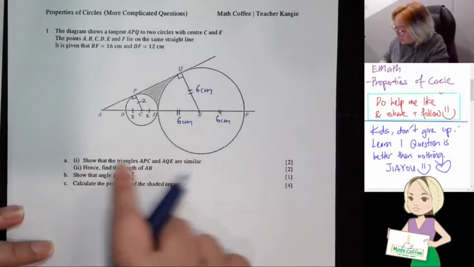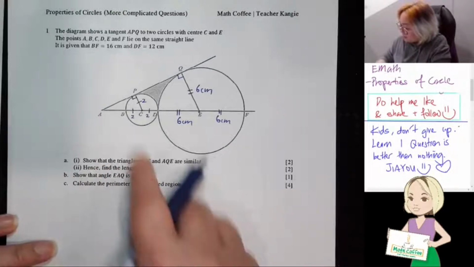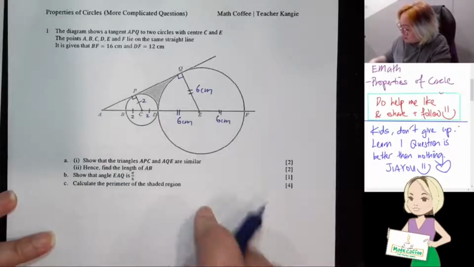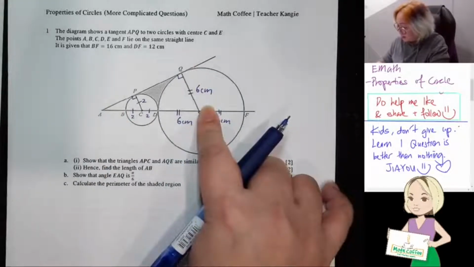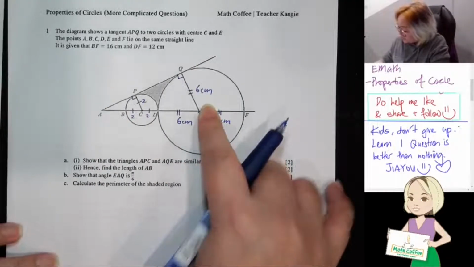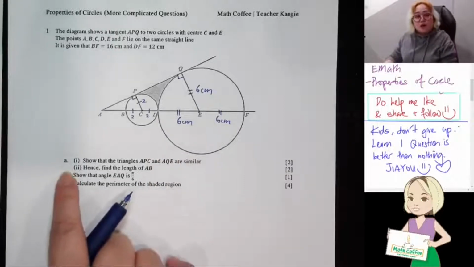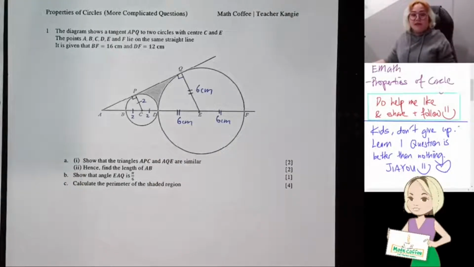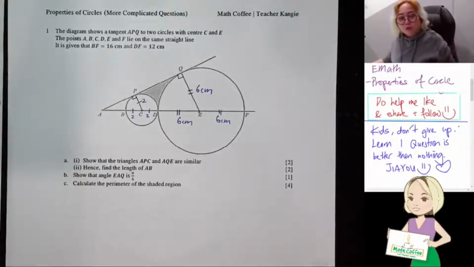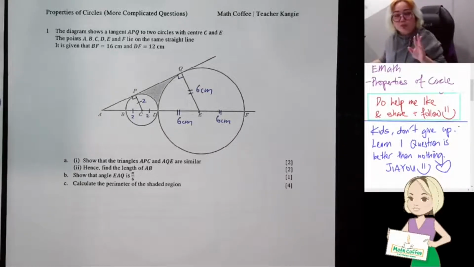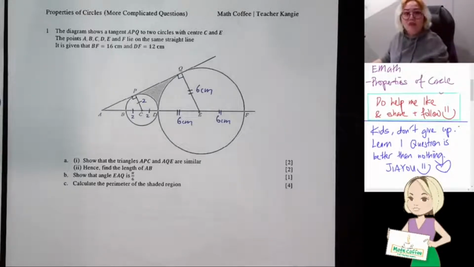Okay, so now they ask you to show that triangle APC and triangle AQE are similar. When you want to prove similar triangles, 90% of the time we're going to use the AA property. That means you need to prove that they have two corresponding angles equal, and that means they are similar. The balance 10% is using the corresponding lengths to prove that they are similar.